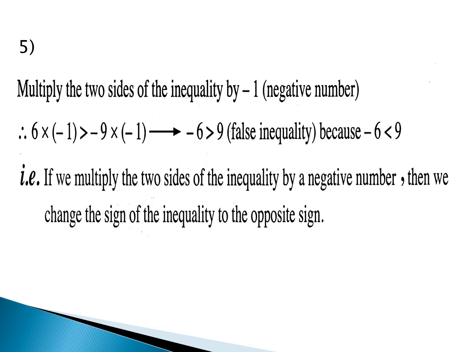So we note that if we multiply the two sides of the inequality by a negative number, then we change the sign of the inequality to the opposite sign. Also, when dividing by a negative number, we change the sign of the inequality to the opposite sign. If greater than, it will be less than, and so on.